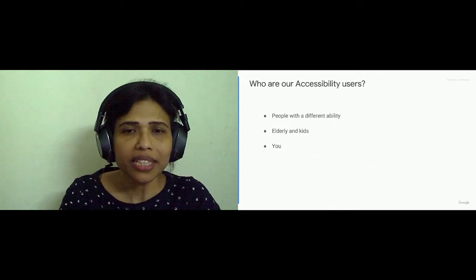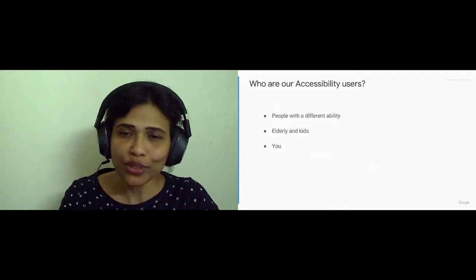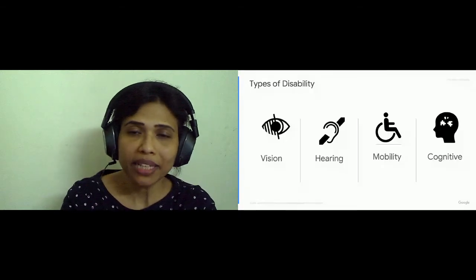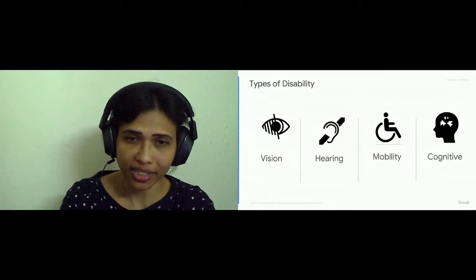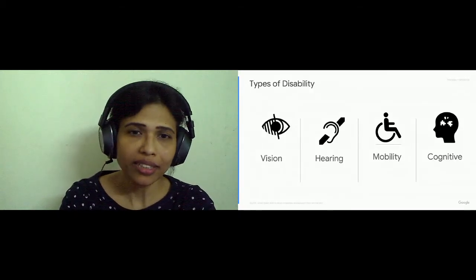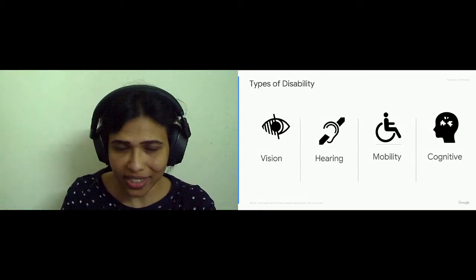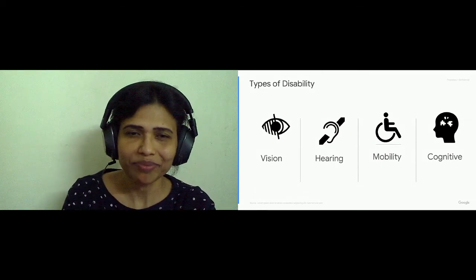In the accessibility community, and in the context of today's presentation, we focus on 4 accessibility personas: people having challenges with vision, hearing, mobility, and cognitive or learning disabilities. This is not an exhaustive list, but it's a good start.